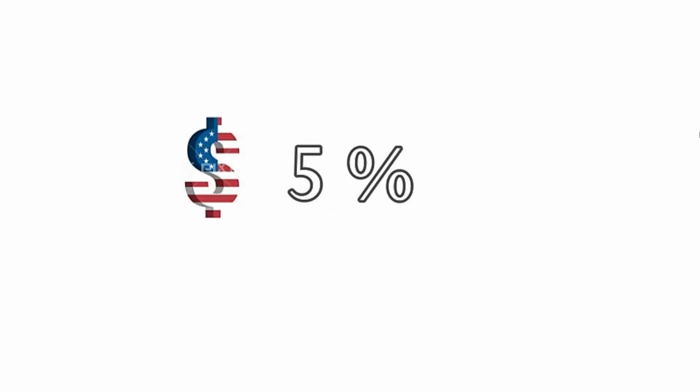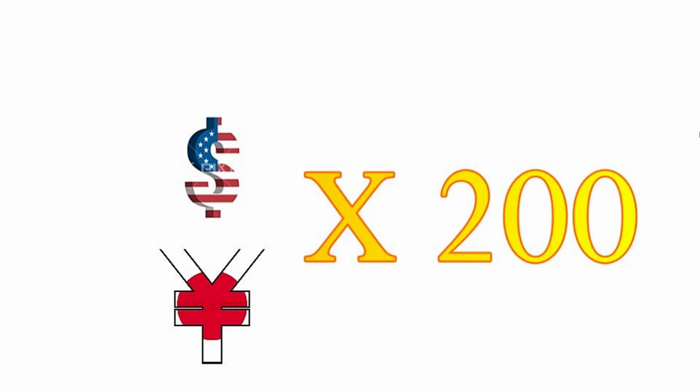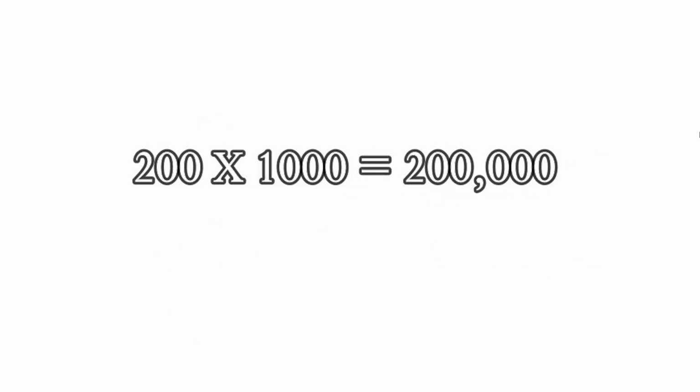The interest rate for the USD is 5% per year. On the other hand, the interest rate for the JPY is 0.5% per year. In effect, we always use leverage, so the same we will do here. We will use a leverage of 200 to 1. Let's say you have 1000 to invest in this carry trade. With 200 to 1 leverage, you can control 200,000 USD.